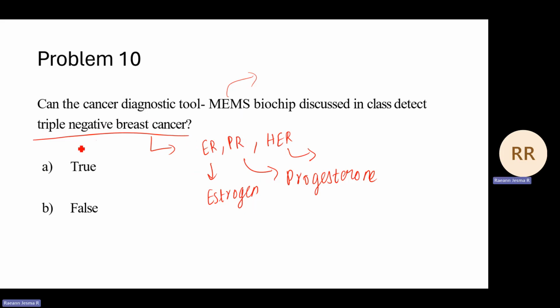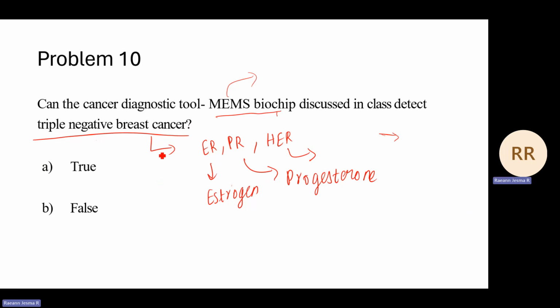So triple negative means whatever test that we are having for cancer is showing negative for all these three types of receptors. So in that case, it becomes a false diagnosis. A person is having cancer, but the test is telling us that none of these three receptors are causing cancer, right? So if we are having a MEMS based biochip, where we measure the mechanical, electrical, and the thermal property of a tissue, we can easily identify whether a person is having cancer or not without the need to look at the biomarkers.